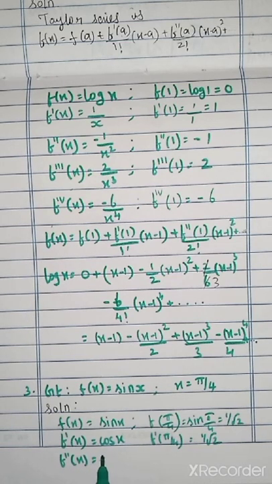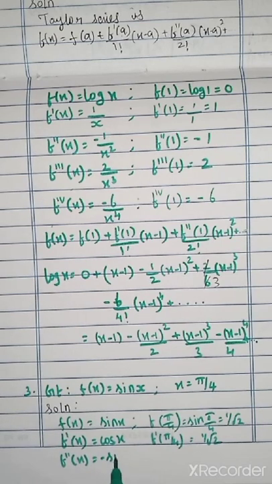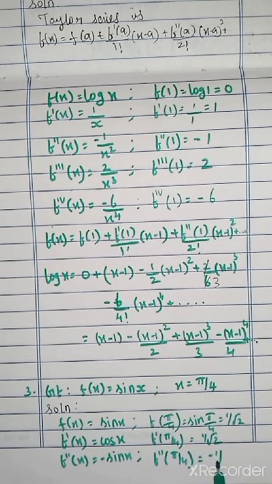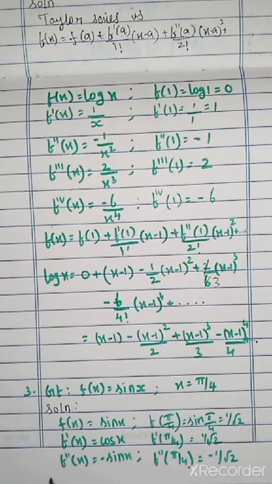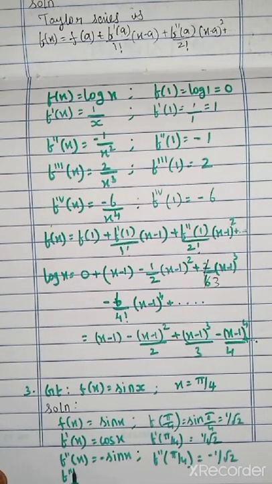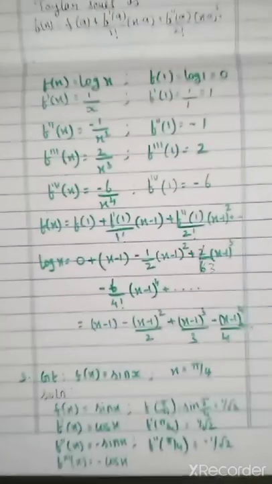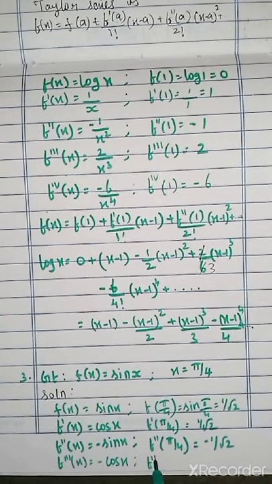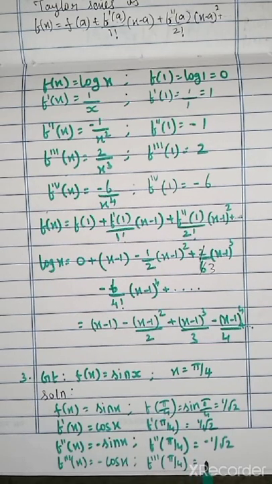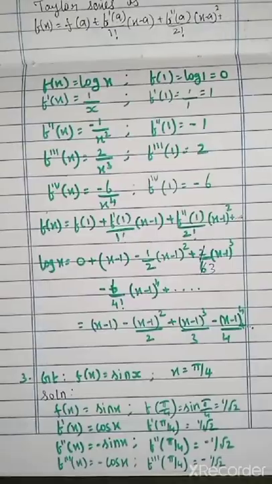Next, f double dash of x. Cos x differentiated gives minus sin x. Correct? So f double dash of pi by 4: sin pi by 4 is 1 by root 2, but with the minus, it is minus 1 by root 2. And f triple dash of x: differentiating minus sin x gives cos x, and since there is a minus in front, it is minus cos x. So f triple dash of pi by 4 is equal to minus 1 by root 2. That's all. You are going to substitute all these values in Taylor's formula.